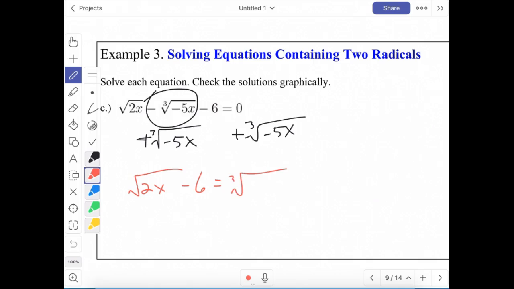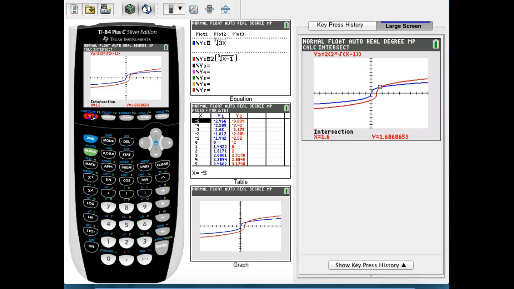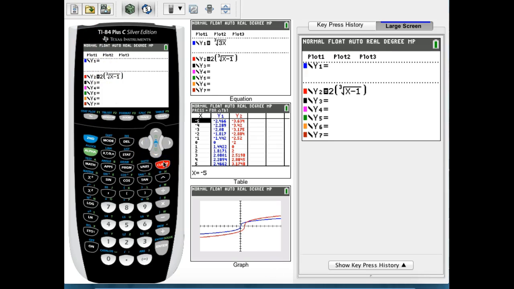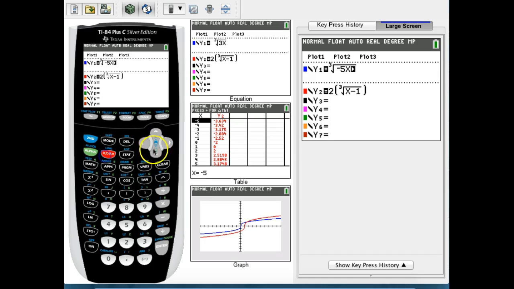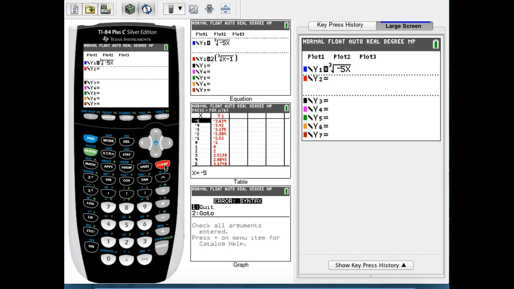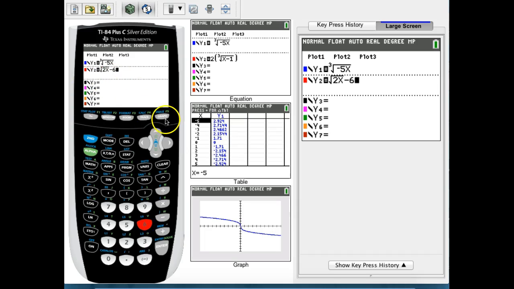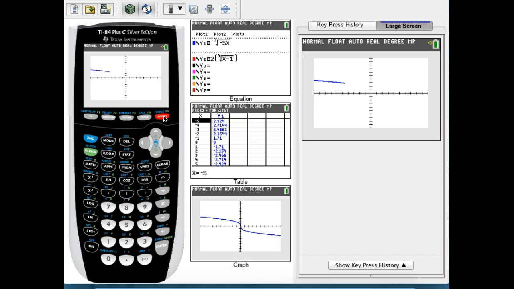Because I have these two things set equal to one another, I can set them up as different functions in my calculator. Again, if I go back in here, the first one is the cubed root of negative 5x. Now our second function, we have the square root of 2x minus 6 outside of our radical. See, here's our cubed root function, that kind of propeller shape, which has rotational symmetry, and there's our square root function, which is just kind of one piece of it.